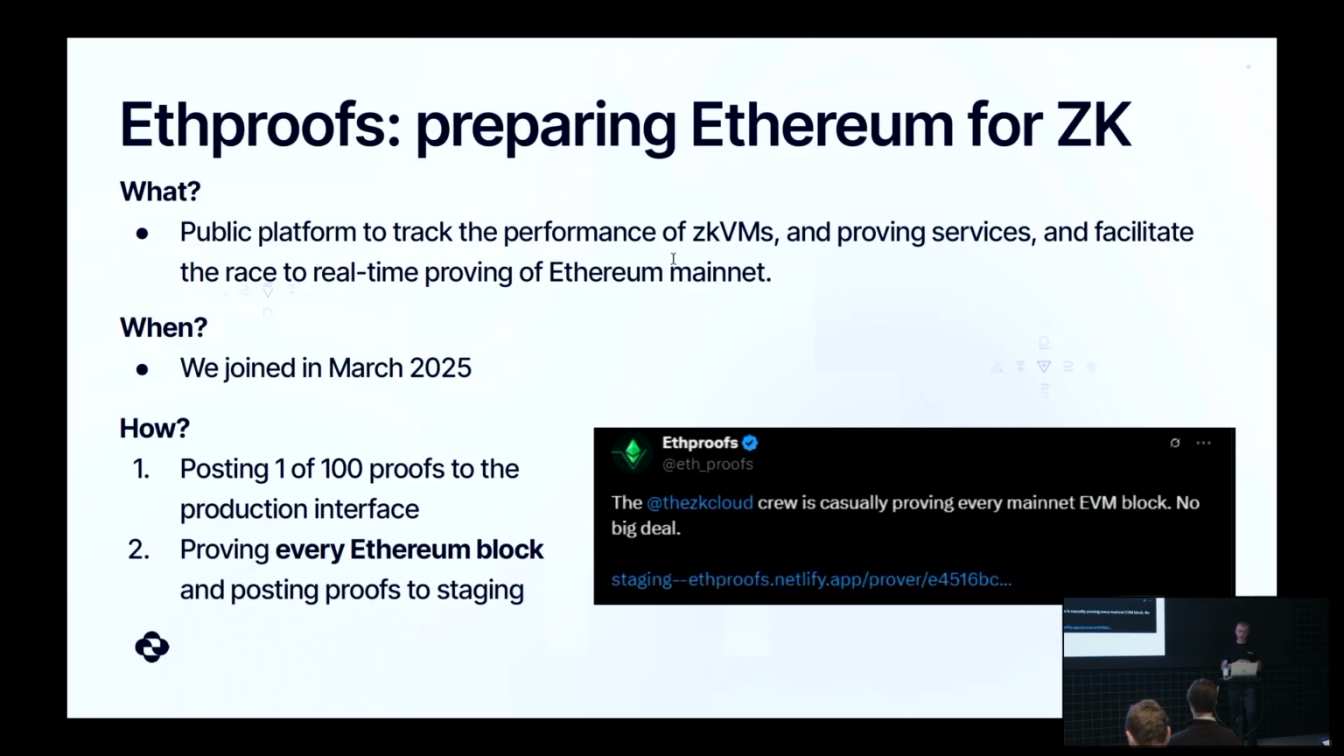We joined in March 2025 and started proving every Ethereum block as of the 1st of April, posting every block to the staging interface. So if you go to the staging interface, actually it's public, so you can even go there now. You can find all the proofs uploaded there since the 1st of March in case you need it. And then the production interface of ETH Proofs is actually showing proofs generated for 1 out of every 100 blocks. So we are posting it there to the production interface.